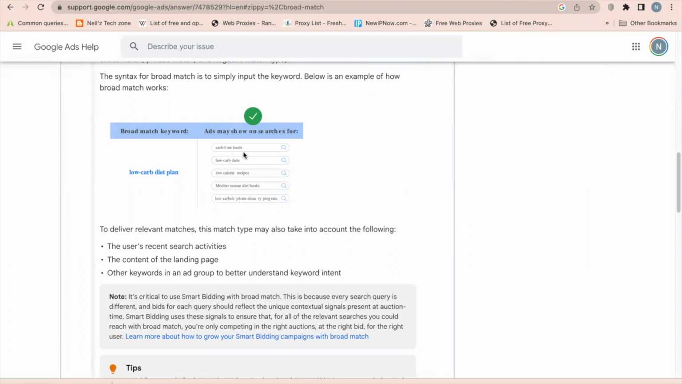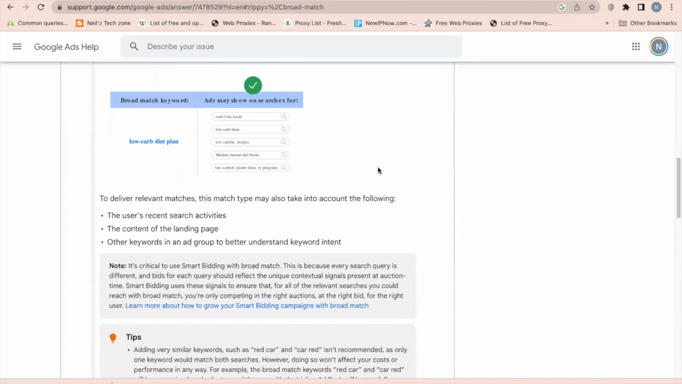Carb free food and diet plan may not match exactly, but if a person is looking for carb free food, he might be interested in a diet plan, but that intention is not always the same. I may not want a diet plan. I just want to purchase carb-free food, let's say from Amazon, right? So if I put plus in front of plan, then that plan or a variation of plan has to come in the search query. Then only our ad will get triggered.